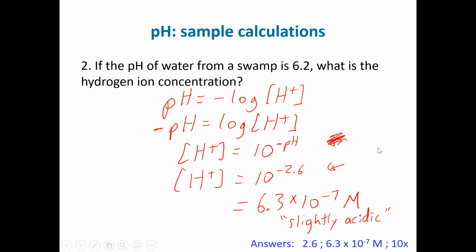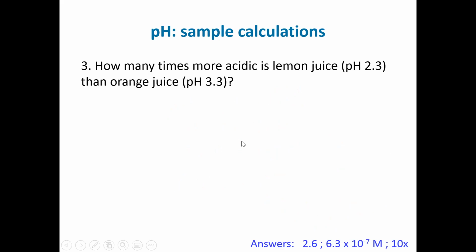Okay, so one more calculation for us today, and then I think I'll probably wrap it up there. One more question. It's saying how many times more acidic is lemon juice than orange juice? Okay, so let's do lemon juice first. I'm going to calculate the hydrogen ion concentration. So remember, we just did this on the previous slide, it is 10 to the minus pH. So lemon juice is 10 to the minus 2.3.